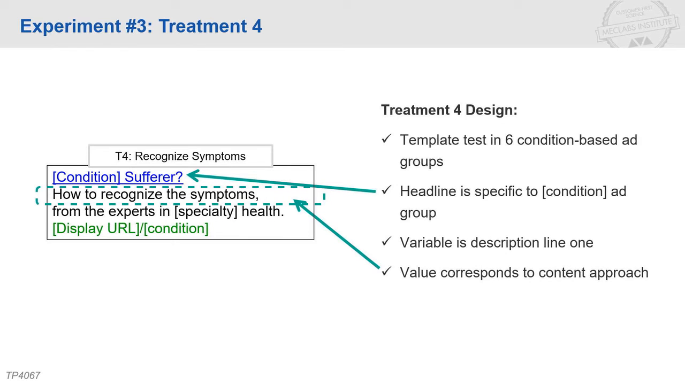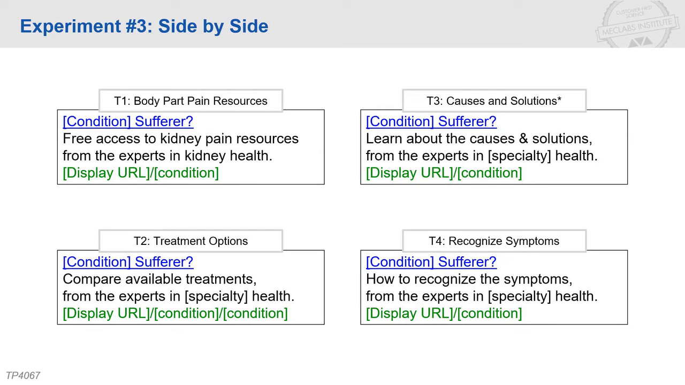Take a look at all these ads, and I'm just clicking through them, and I see them side by side. So you insert the condition, and then you reach out to them on that basis. So the first one is body part and pain resources. It relates to your body part. The second one is causes and solutions. Look at the text in the body of the ad. The third one emphasizes treatment options. And the fourth one emphasizes symptoms.